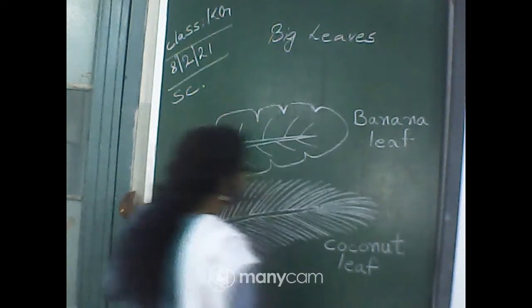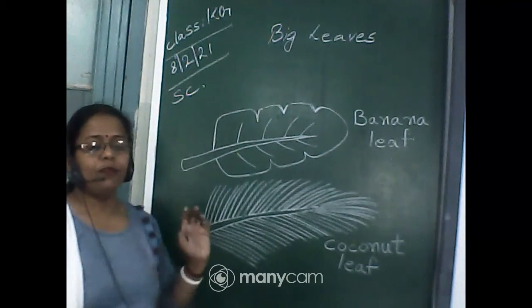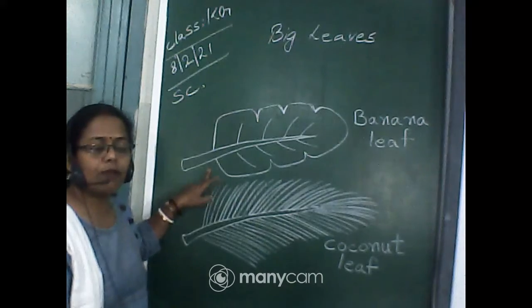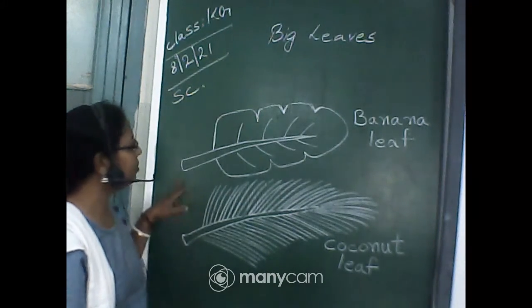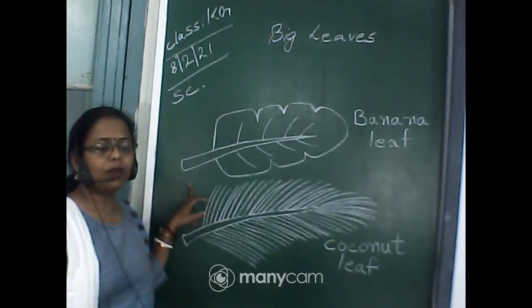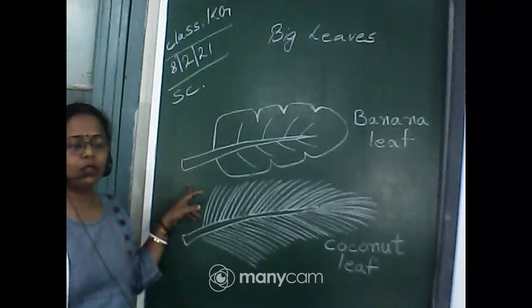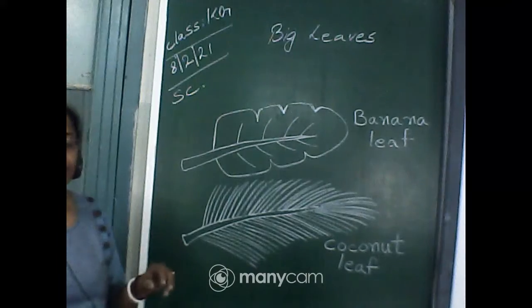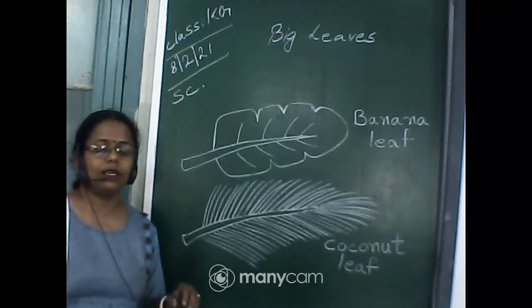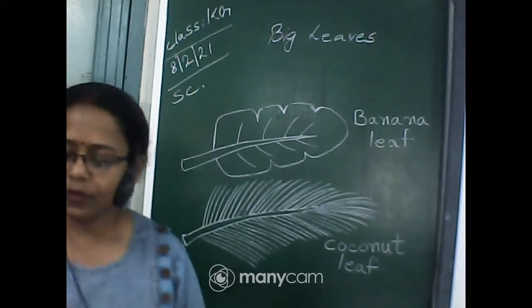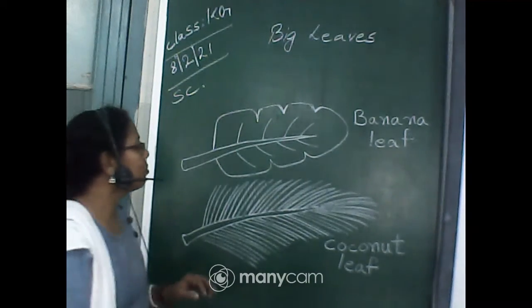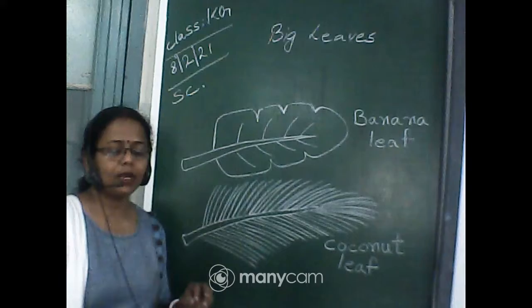So these are the examples of very big leaves. Orgho Mondol, beta, concentrate over here. Come on, complete it, beta. Very good. Come on, come on. You are a very good boy. Come on, everyone. Very nice, Inakshi. So we will draw banana leaf and we will draw coconut leaf. Okay, everyone, come on, do it.